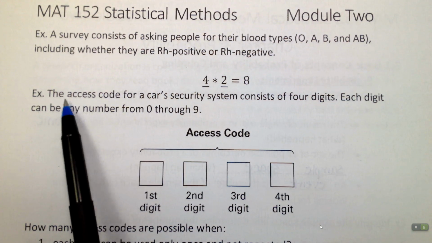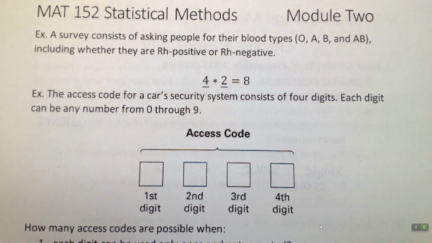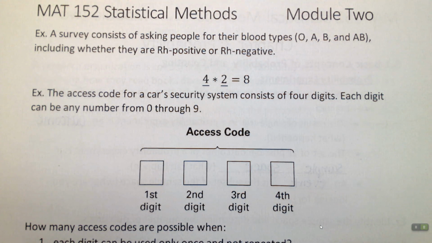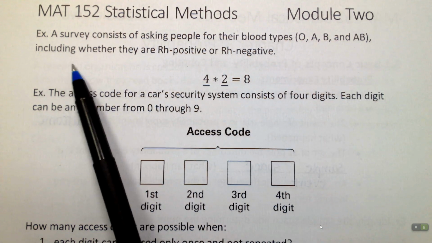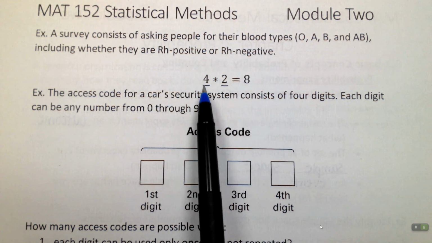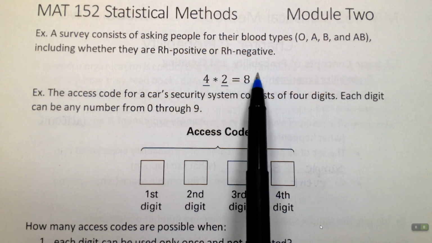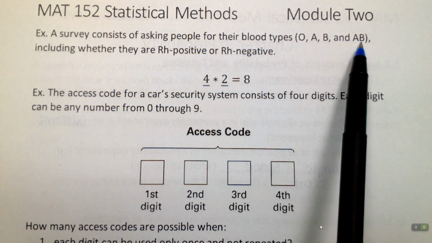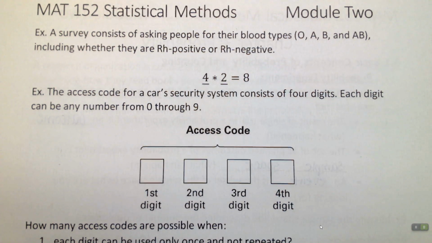So let's look at how we could have calculated our number of outcomes as opposed to actually doing the tree diagram. A survey consists of asking people for their blood types, O, A, B, and AB, including whether they are Rh positive or Rh negative. So there's 4 letters, and then there's positive and negative, 8 outcomes. So we multiply the possibilities of letters by the possibilities of the sign. That's the quick way to get your number of outcomes so that you can calculate your probabilities.